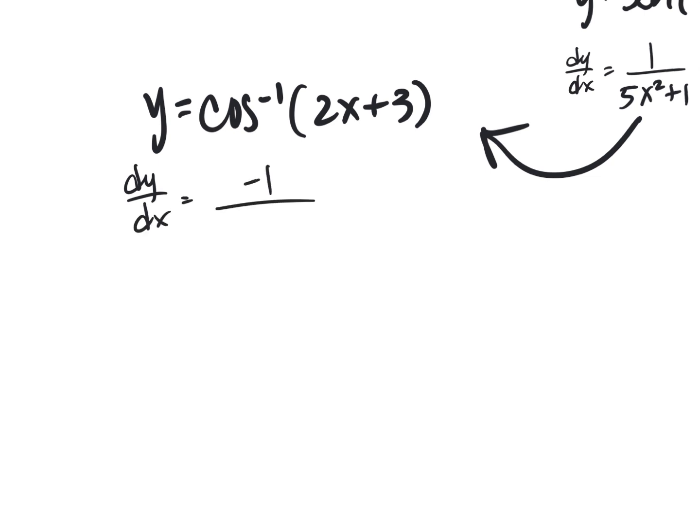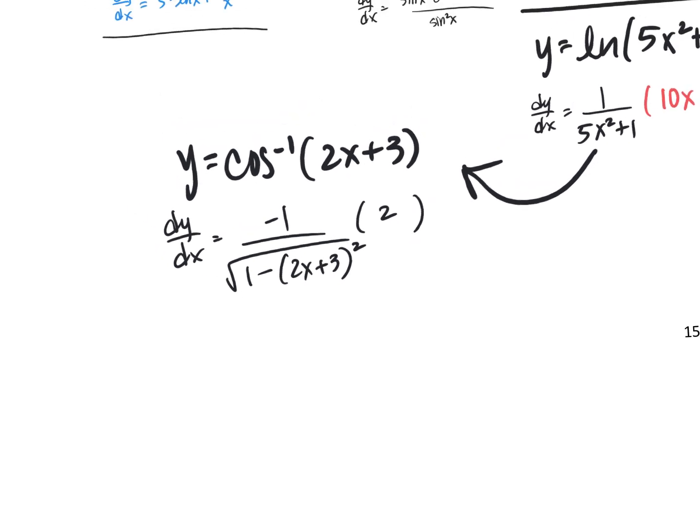1 over square root or no square root? Square root 1 minus. Yeah, I better put that in parentheses, right? That's my u. What do we have to do to it? Square it and then multiply by the derivative of u. Could I have just put that as a negative 2 up top? Sure. But this is fine too.